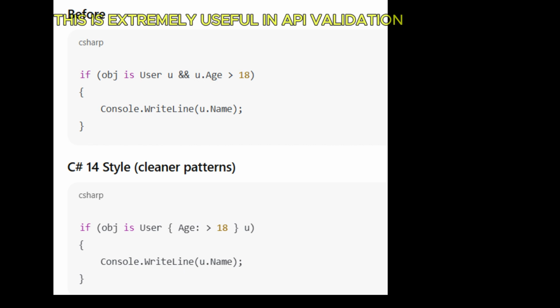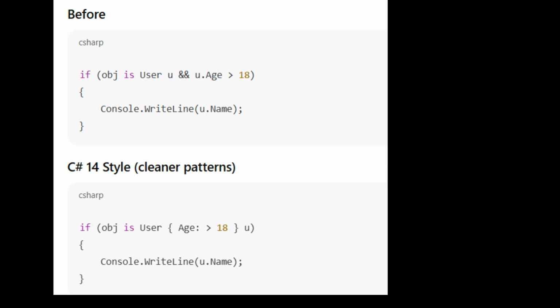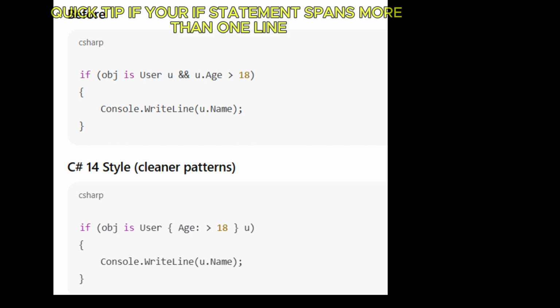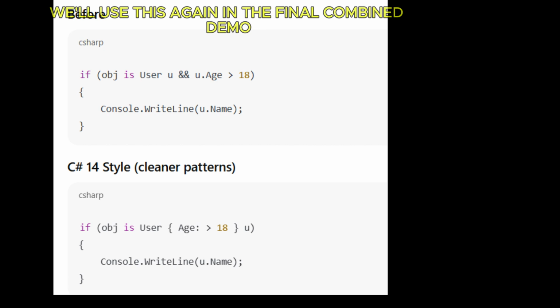This is extremely useful in API validation, filtering data, domain rules, and DTO processing. Quick tip, if your if statement spans more than one line, modern pattern matching can probably simplify it. We'll use this again in the final combined demo.